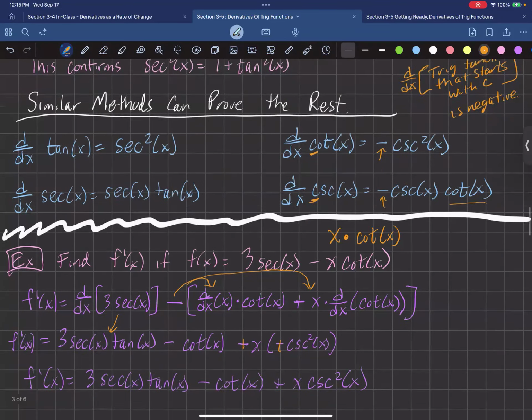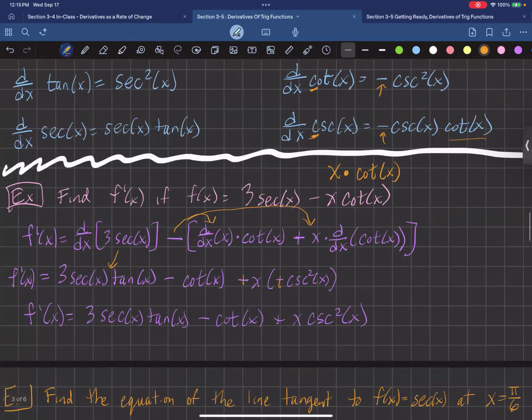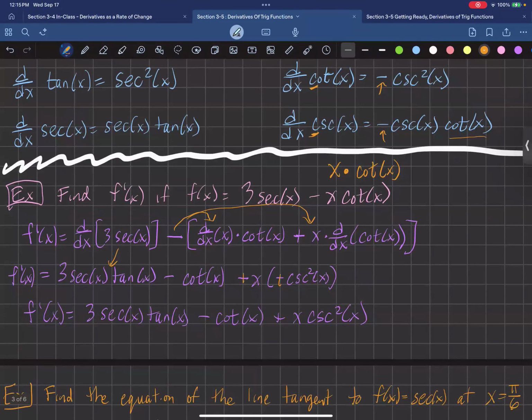Okay? Next question. Find the equation of the line tangent to f of x equals secant x at x equals pi over 6. Pause the video and try to work this out. Remember, in the past, we took the derivative to find the slope of the tangent line, and we're going to do the same thing here.